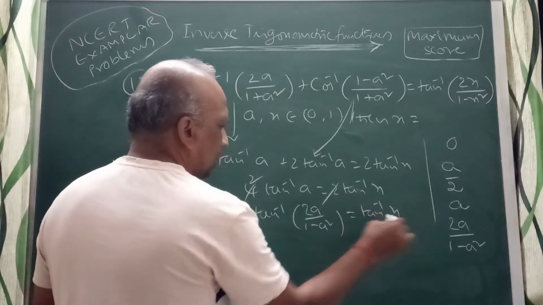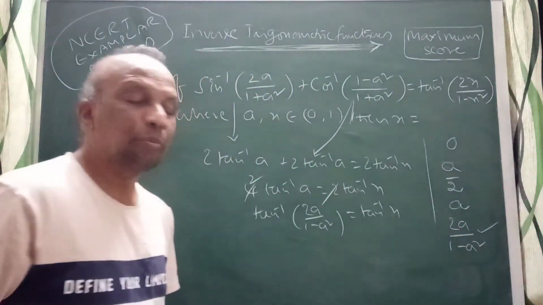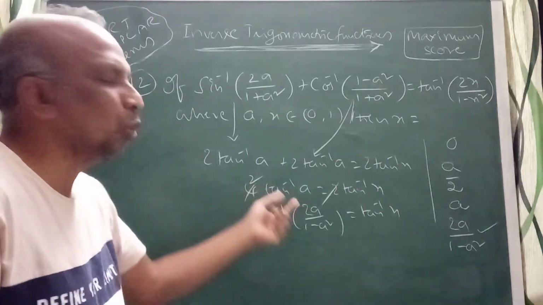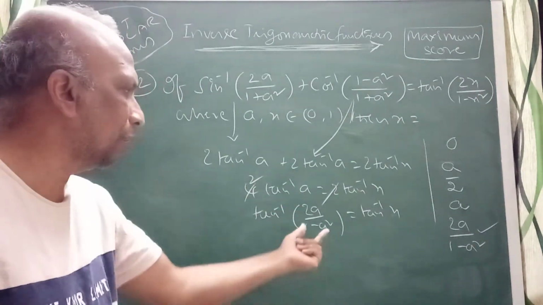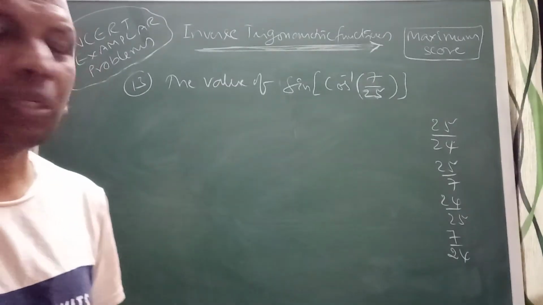So tan inverse, compare both the sides. x is equal to 2a by 1 minus a square, because of the 2 tan inverse formula. 2 tan inverse a is tan inverse of 2a by 1 minus a square. Comparing both sides, x equal to 2a by 1 minus a square. So this is a simple problem.